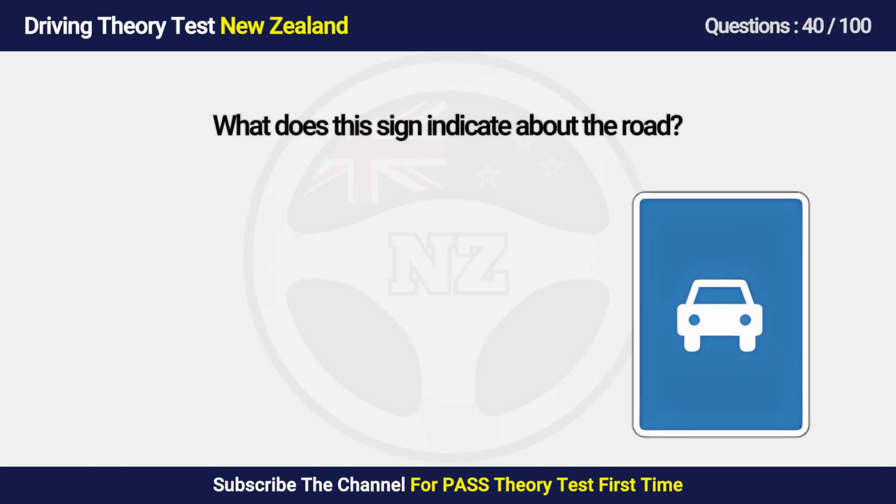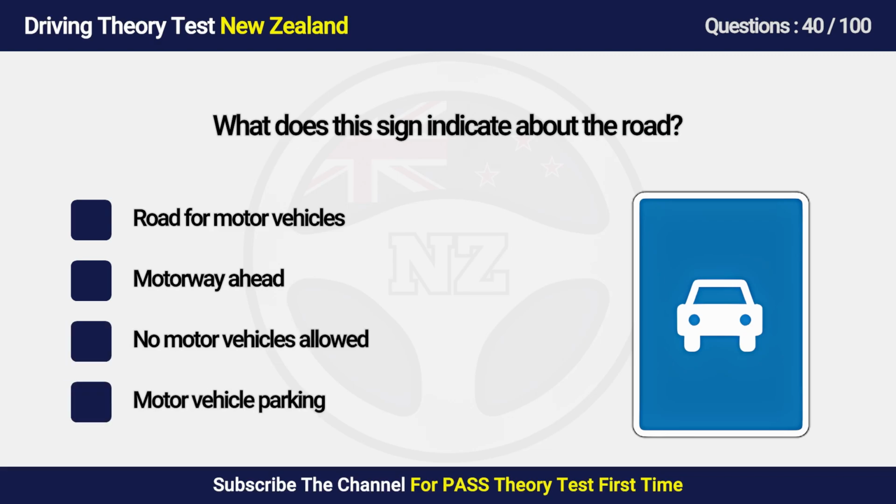Question 40. What does this sign indicate about the road? A. Road for motor vehicles. B. Motorway ahead. C. No motor vehicles allowed. D. Motor vehicle parking.